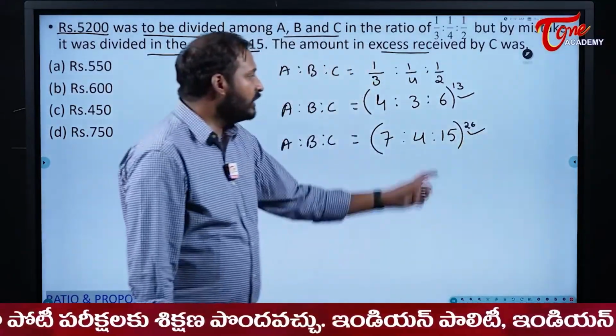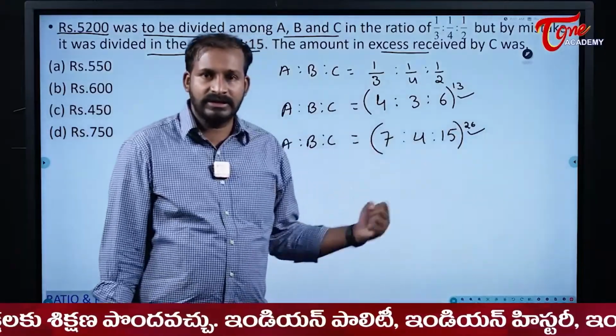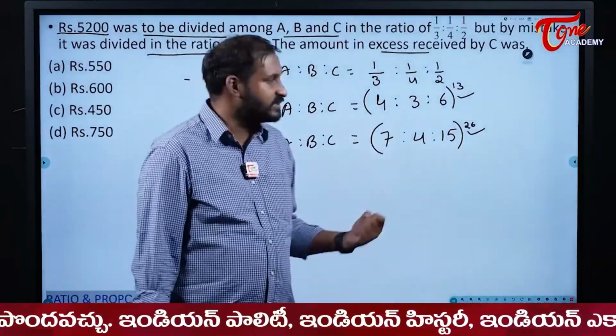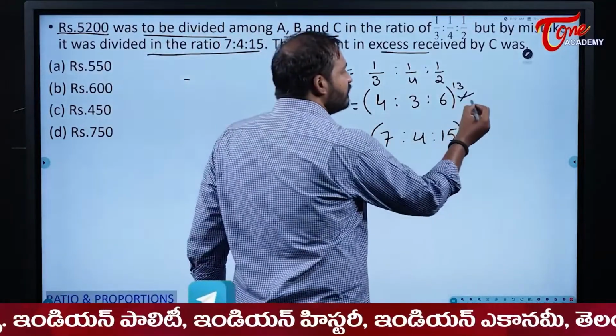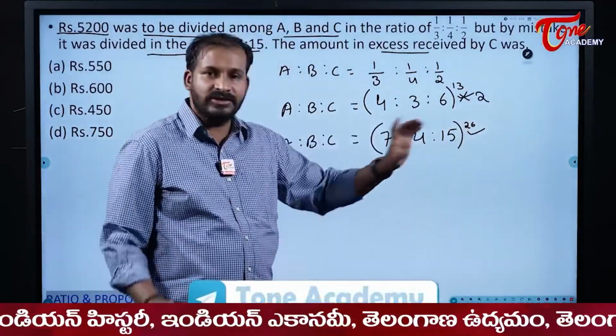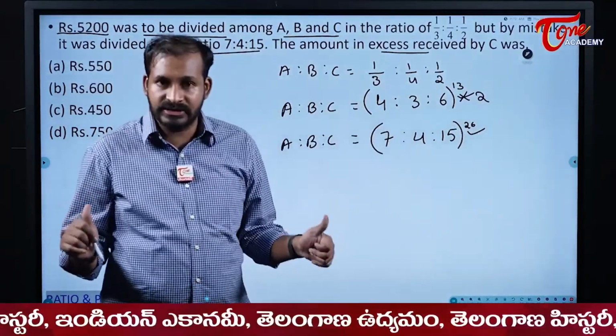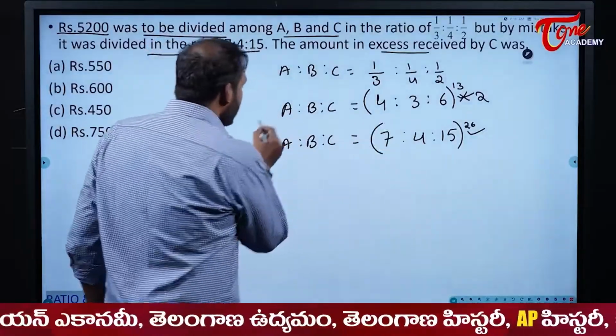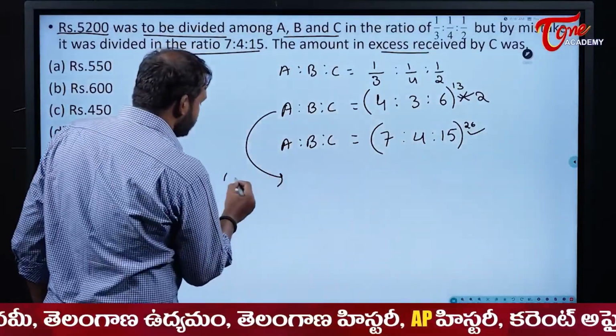Now tell me, to equalize the total sums, what do I need to do in this case? Simply multiply the first one by 2. So that 13 into 2 becomes 26. Here also 26, the total remains the same. Understood? So now what happens to my initial, that means the actual one?